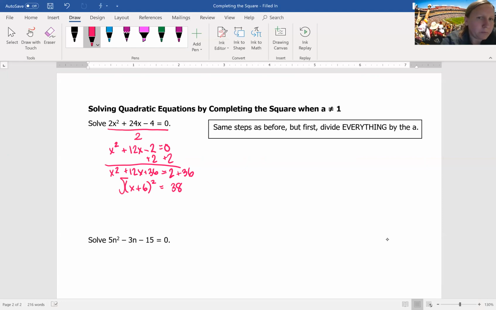Now I can square root both sides. I get x plus 6 equals positive or negative root 38. Can't simplify that one at all. And now subtract 6 from both sides means my final answer will be x equals negative 6 plus or minus root 38.